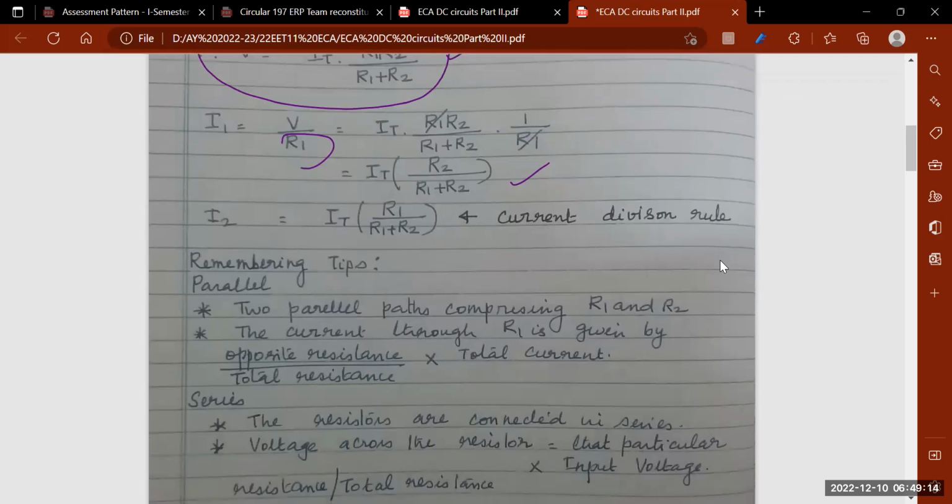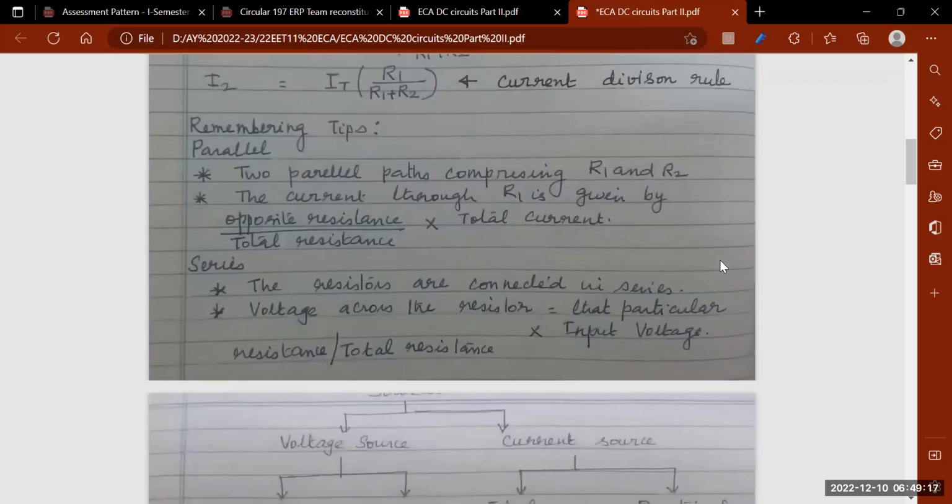So this is what I have given as a remembering tip. For a parallel circuit, if you have two parallel paths comprising R1 and R2, the current through R1 is given by the opposite resistance divided by the total resistance, multiplied by the total current, and this is the current divider rule.